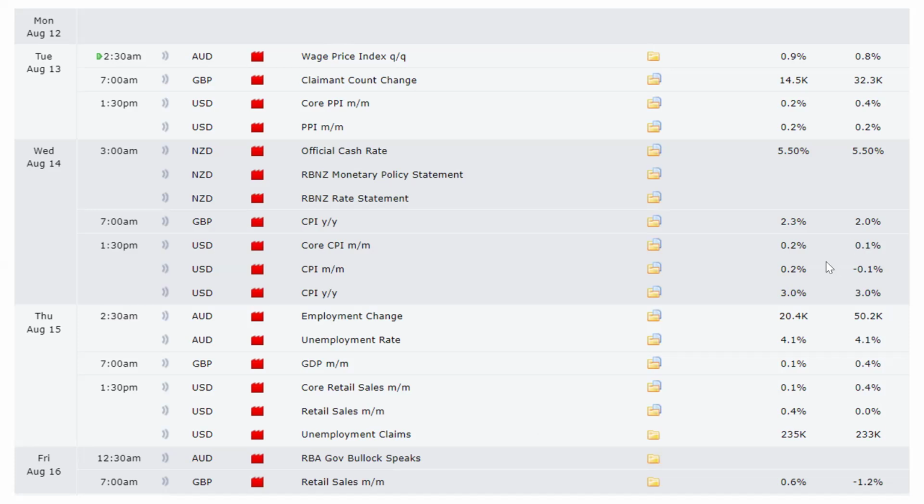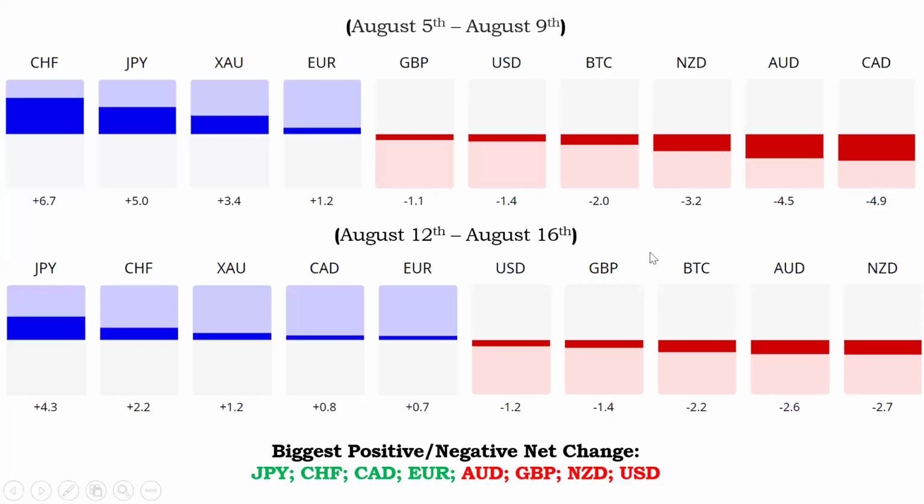Now, going on to the first indicator we use to do portfolio selection, which is the currency strength meter, you will see from the previous week, we have Swiss franc cooling off a bit, but still retaining a good position. Swiss franc and Japanese yen still retaining positions as the best bets to go long on into the week. So my biggest positive to negative net change is Japanese yen. Looking to go long on it.